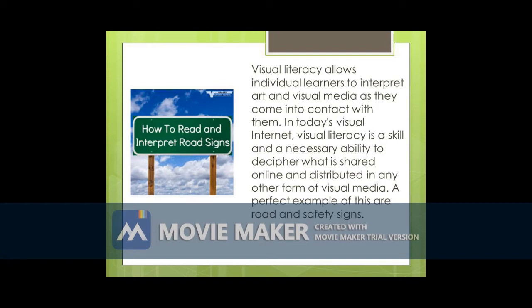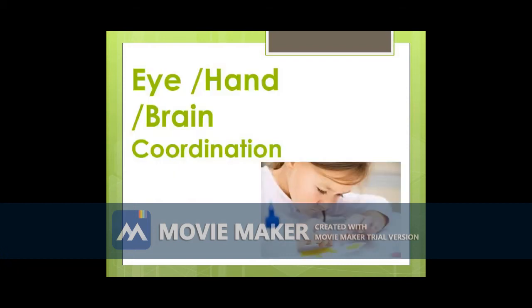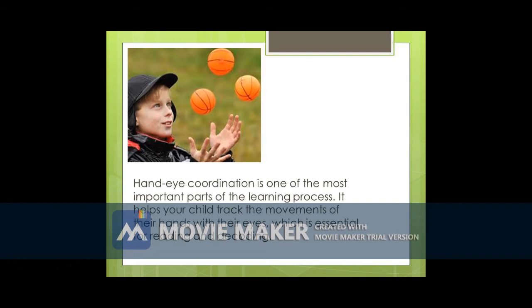In today's visual internet, visual literacy is a skill and a necessary ability to decipher what is shared online and distributed in any other form of visual media. A perfect example of this is road and safety signs. Next is the eye-hand-brain coordination. Hand-eye coordination is one of the most important parts of the learning process.